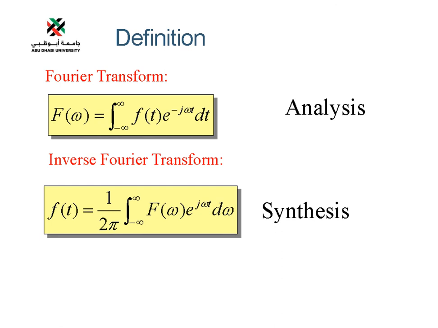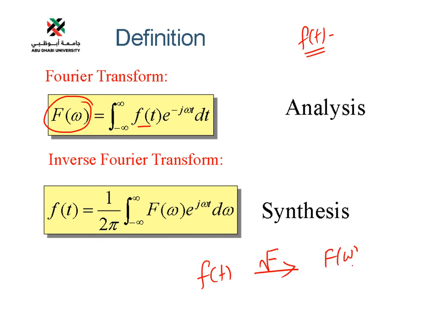So if you want to calculate the Fourier transform of a signal f of t, an aperiodic signal, just multiply f of t with e to power minus j omega t, and we will get F of omega, its frequency domain representation. Okay, so f of t is the time domain representation, and if I take its Fourier transform, I will get F of omega, the frequency domain representation.